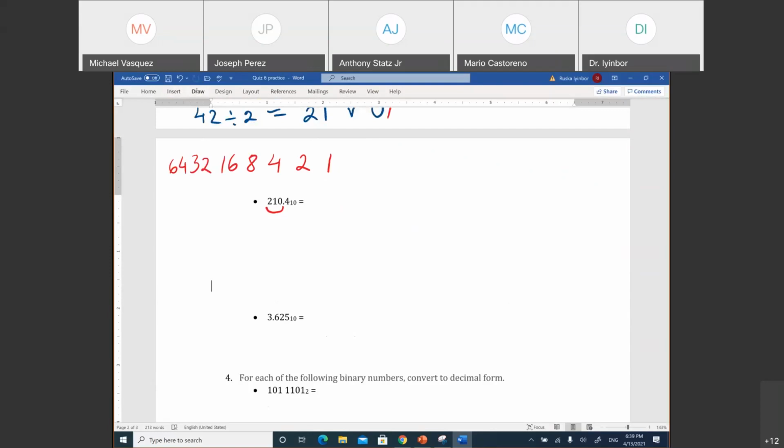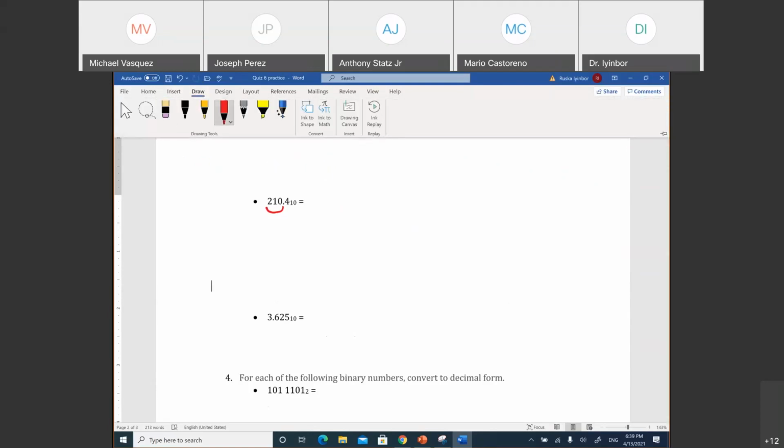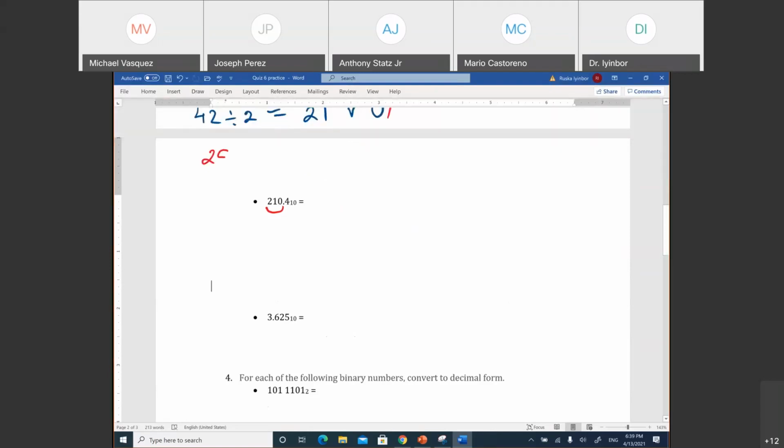128. You know what? I'm going to move it here so I can have room. We have 128, and then the next one is going to be 256. So I'm going to just write it like this: 256, 128, 64, 32, 16, 8, 4, 2, and 1.